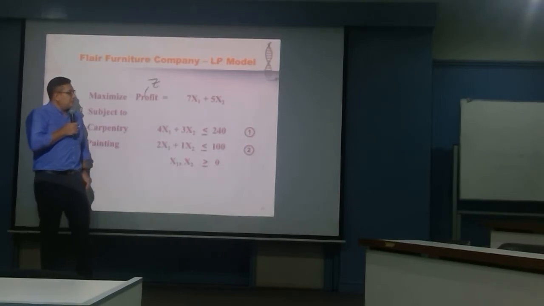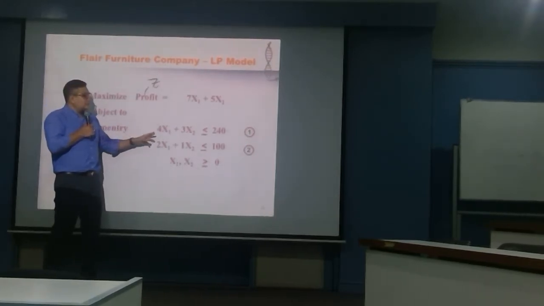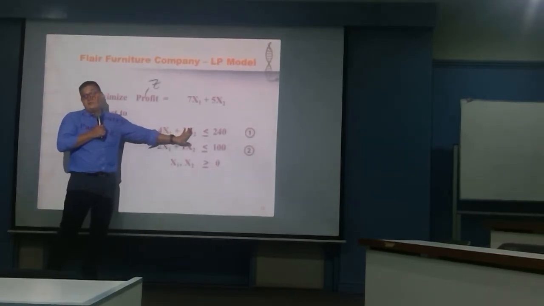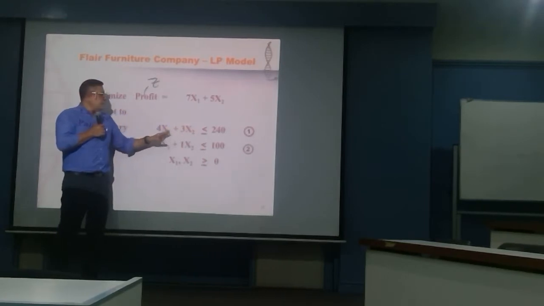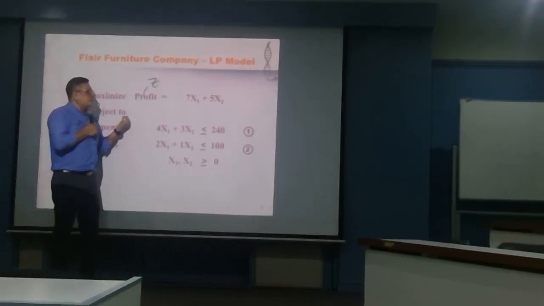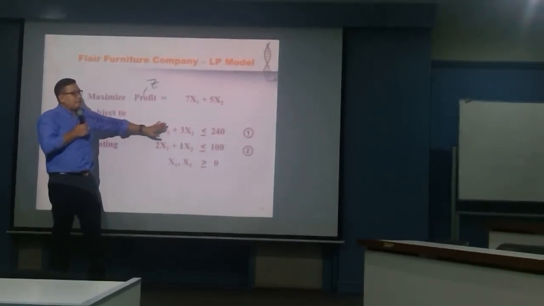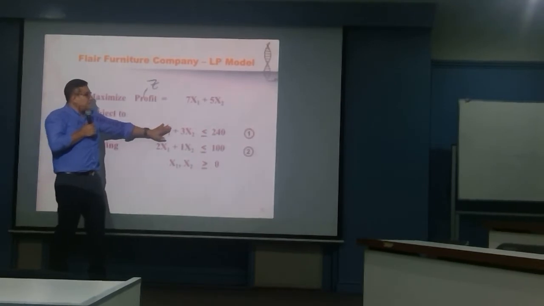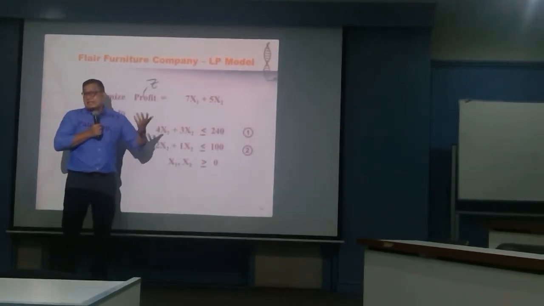Firstly, we need to find the x1 intersection. The x1 intersection means we substitute x2 to be 0, right? So we have 4x1 equal to 240, so x1 cuts at 60. On the other hand, I find the x2 intersection. Then we substitute x1 to be 0. I have 3x2 equal to 240, right? So x2 cuts at 80.